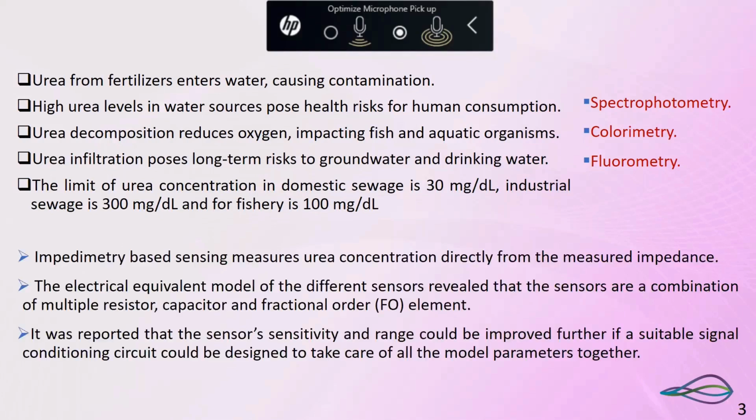So from there, we propose impedimetric based sensing, measuring urea concentration directly from the impedance, and the electrical equivalent circuit that we propose is the series combination of some resistor, capacitor, and fractional order element. And we should note that it is reported the sensor stability, sensitivity, and range could be further improved if a suitable signal conditioning circuit is there.